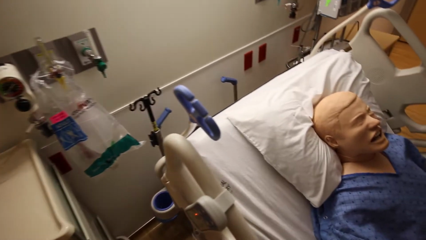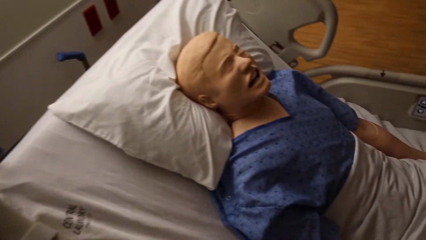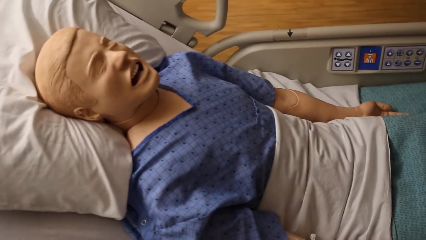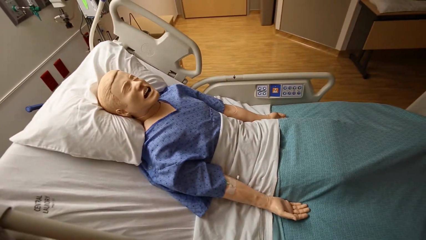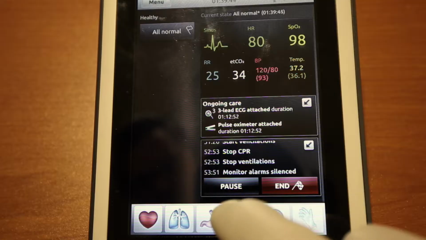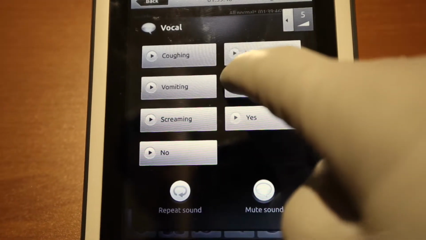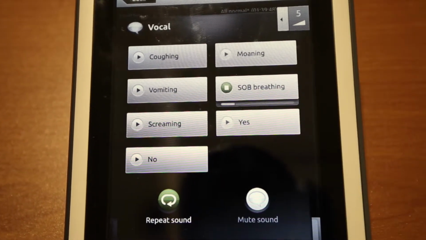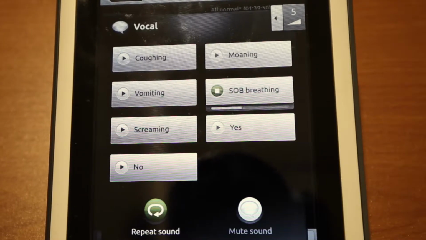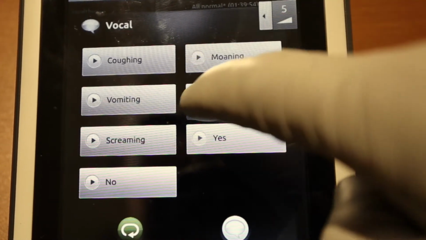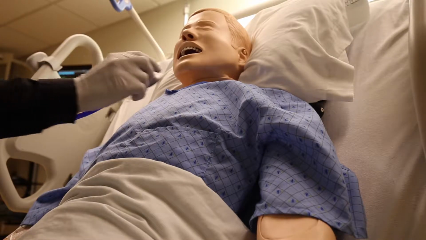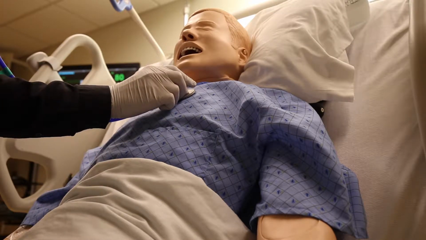Please interact with the mannequin as you would a normal patient. The simulation operator has a microphone and will be the voice of the mannequin. Talk to the patient as you normally would, and the simulation operator will respond appropriately through the microphone. The mannequin also has pre-recorded sounds that may be used, such as coughing, moaning, and difficulty breathing. When using a stethoscope, the mannequin is capable of producing normal and abnormal heart, lung, and bowel sounds.